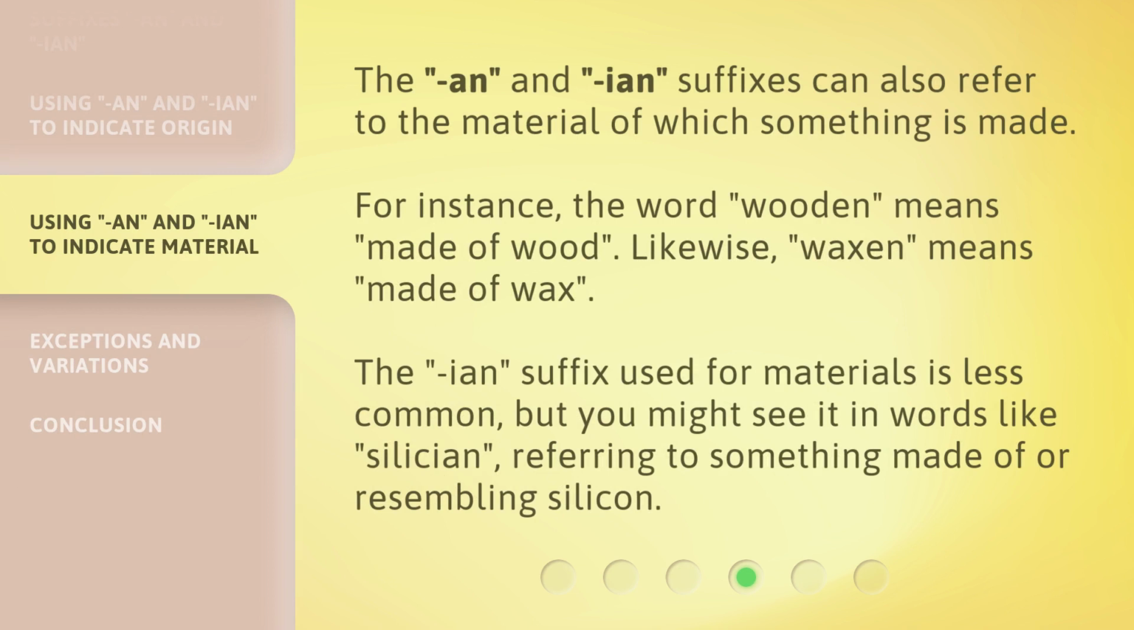The -en and -ian suffixes can also refer to the material of which something is made. For instance, the word wooden means made of wood. Likewise, waxen means made of wax. The -ian suffix used for materials is less common, but you might see it in words like silician, referring to something made of or resembling silicon.